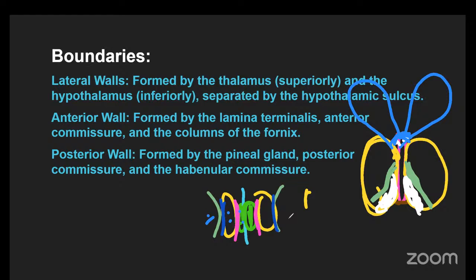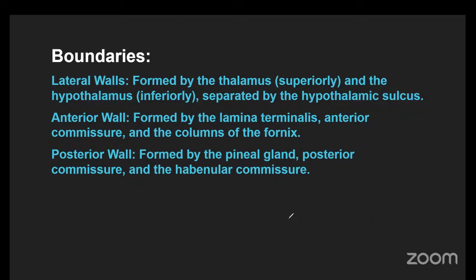Okay, let me clear all this drawing. So these were the lateral walls. The roof we are going to discuss on the next slide. The anterior wall is a very thorough structure. Somebody even asked me about the lamina terminalis while we were discussing the lateral ventricles. The anterior wall is formed by the lamina terminalis. We have the anterior commissure and some portions of the columns of the fornix. The posterior wall is formed by the pineal gland. We have the posterior commissure and habenular commissure. In between them, we have some recesses.